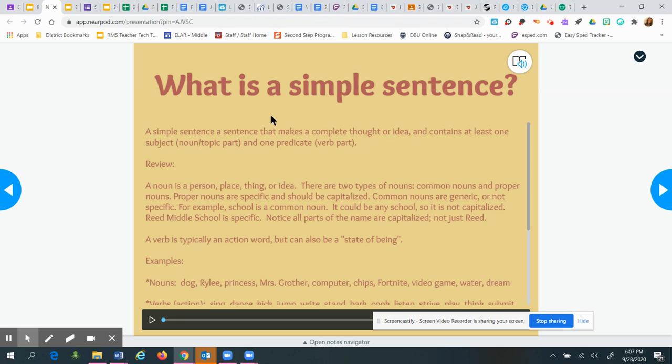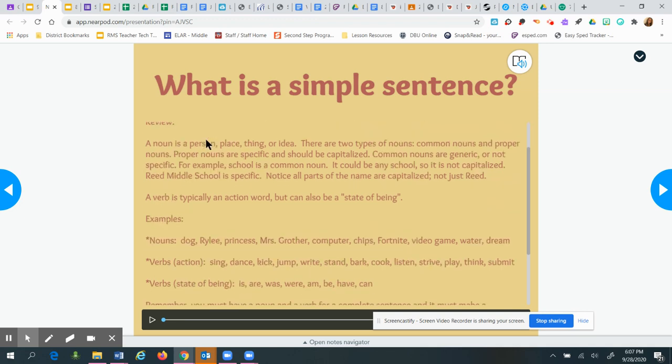What is a simple sentence? We've been talking about this a little bit this week. It says a simple sentence is a sentence that makes a complete thought or idea and contains at least one subject, which is the noun or the topic part, what the sentence is about, and one predicate, which is the verb part, what they do.